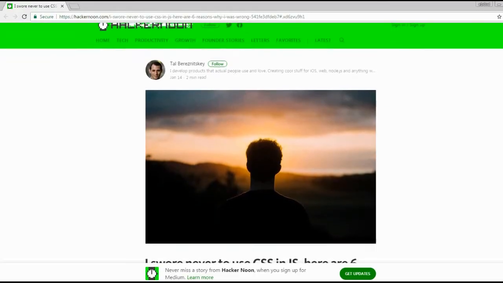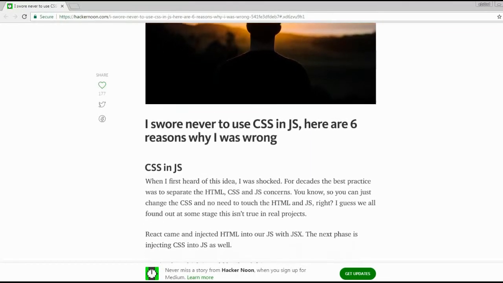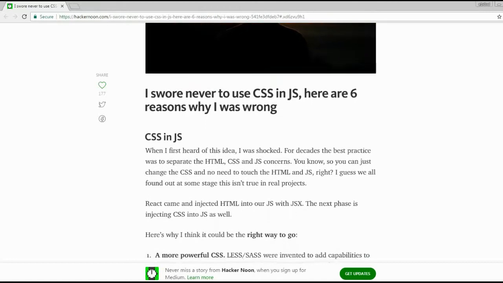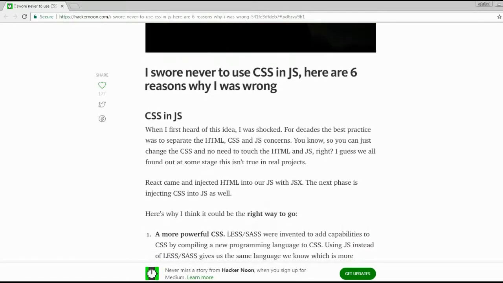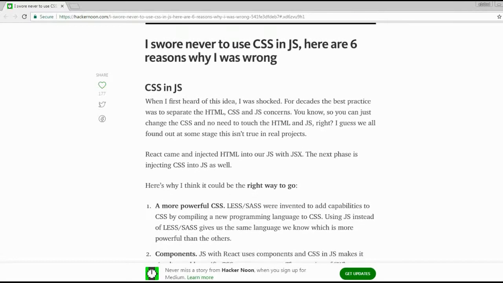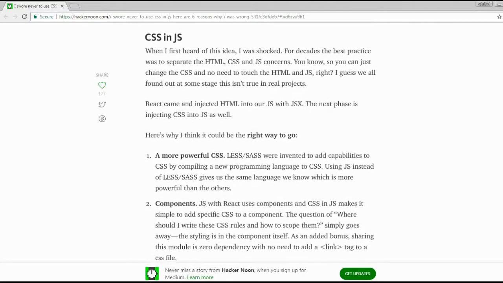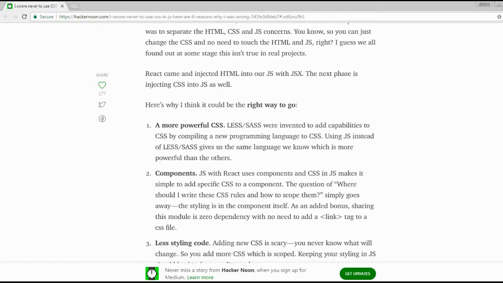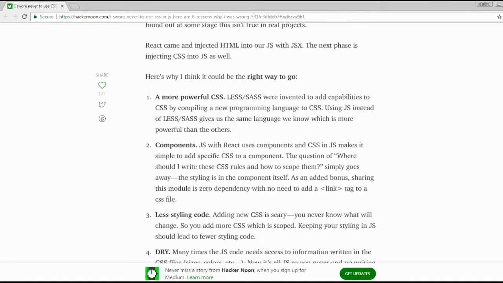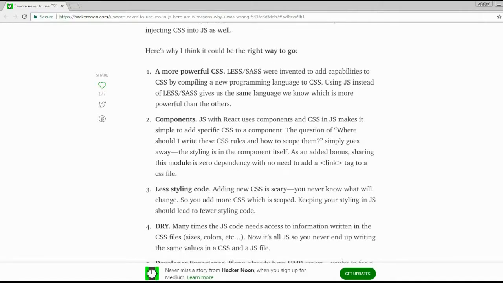CSS in JS has become a hot topic these days. React came and injected HTML into our JavaScript. The next phase is injecting CSS into JavaScript. In this article, Tal Bereznytsky describes 6 points why this is a good idea.